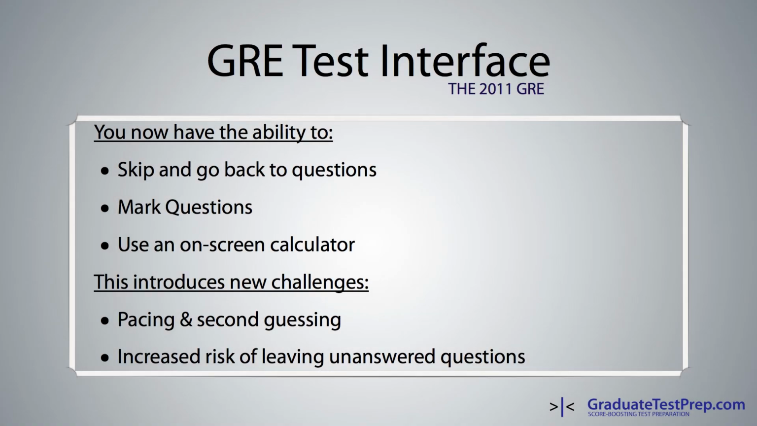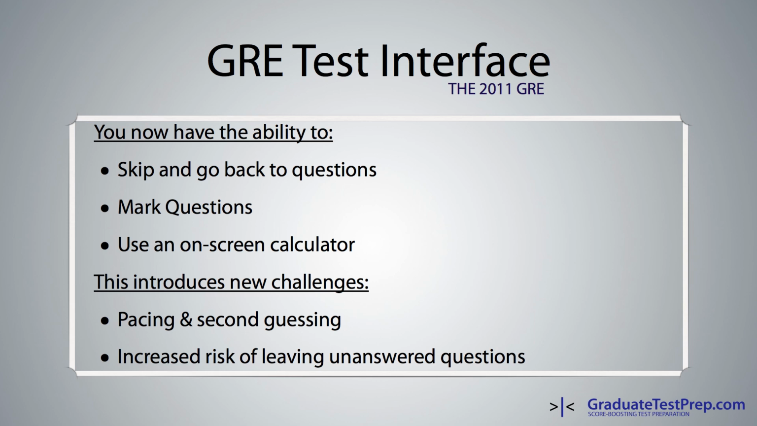The second biggest change to the GRE is the test interface and functionality. The new GRE allows you to skip and go back to questions and mark questions that you wish to come back to. They have also included an on-screen calculator to help you during your quantitative section. What does this mean for you? In short, it gives you flexibility. You can now go back in time and change your answer. The problem is that it introduces new challenges, such as pacing, second guessing, and the risk of leaving some questions unanswered. This could dramatically reduce your score.